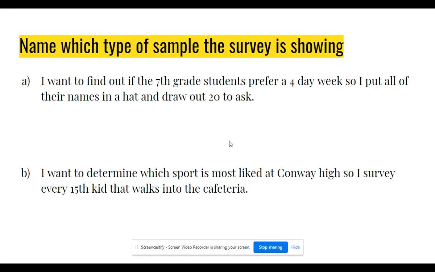Okay, B, I want to determine which sport is most liked at Conway High, so I survey every 15th kid that walks into the cafeteria. Would that be a voluntary response, systematic random, convenience, or simple random?